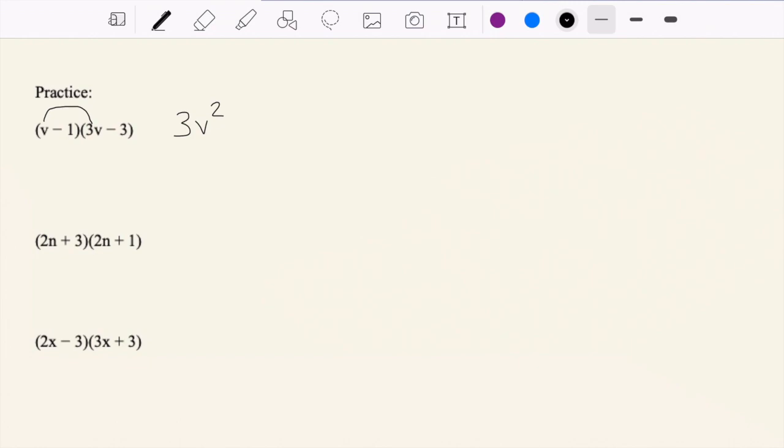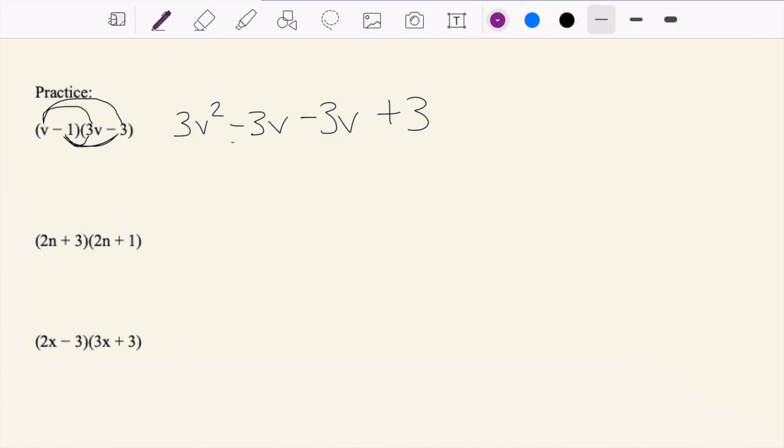Then we have our outside, so the outside of this parenthesis times the outside of this parenthesis, so v times negative 3 becomes negative 3v. Then our insides, so negative 1 times negative 3v becomes negative 3v. And then we do our last, so negative 1 times negative 3 gives us positive 3.